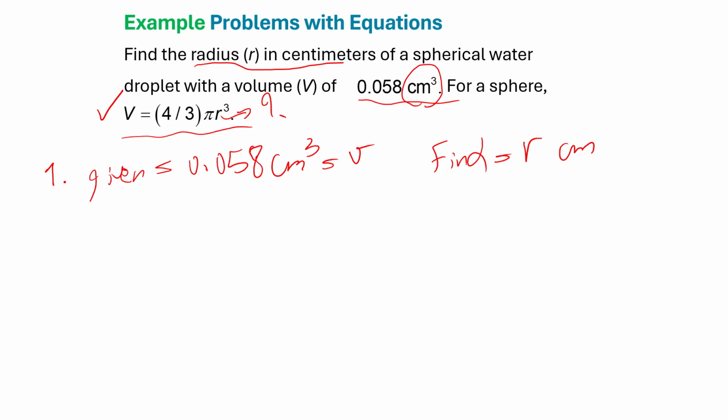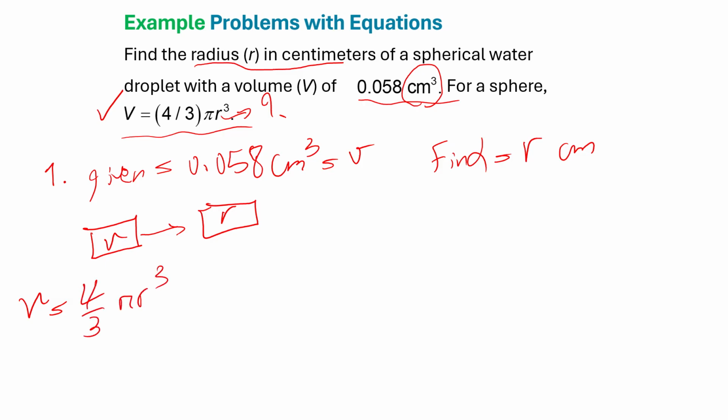helps you a lot to avoid mistakes while you're working on your problems. So the first step, and again, you can also draw a conceptual plan. You need to go from volume to radius. But as I said, that formula is written for volume. We need to rearrange it to get it for radius. So that is something that we have. Now we want to rearrange it.